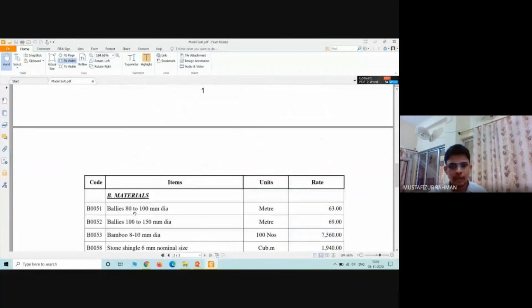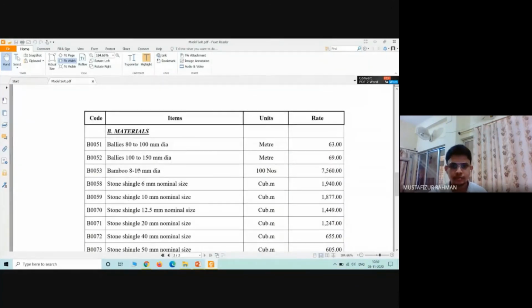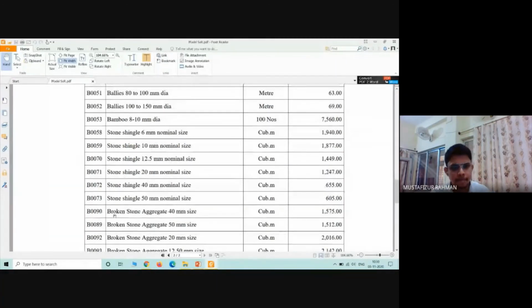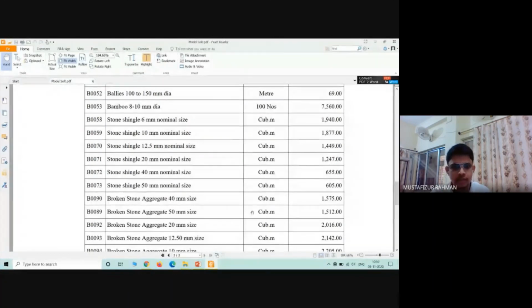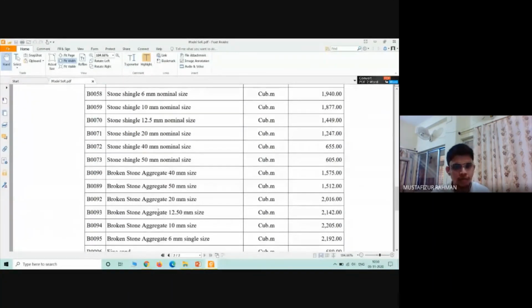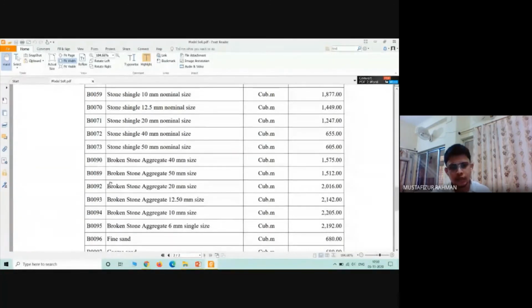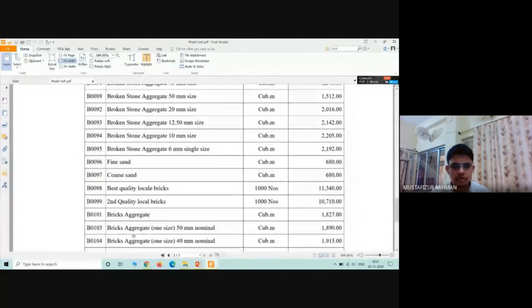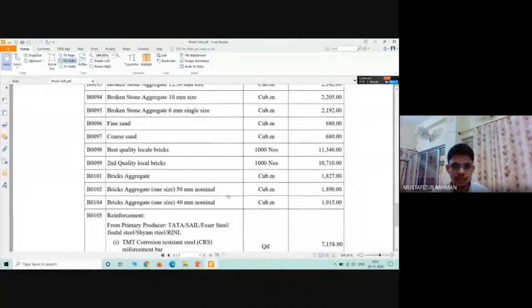Then here we have materials. Okay. Berries, bamboos, stone, shingles, stone that is available in the river. Okay, the rates will be different for river stone and then broken ones. Okay, this is broken stone, so the rates are different. So we shall be using as per our requirement, and there are different sizes. Okay, if we are doing RCC work, generally we use a 20 mm size. So fine sand, coarse sand, if we are using it for concreting work, then generally we will be using coarse sand. Okay. So this way we have different types of rates.